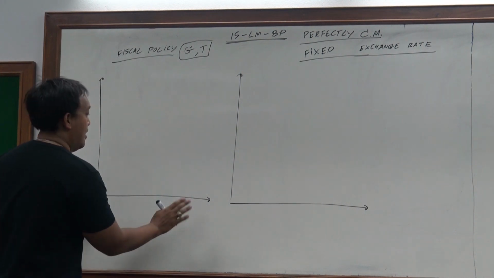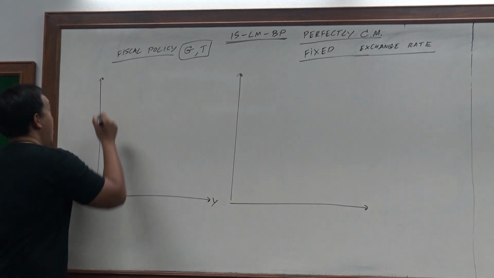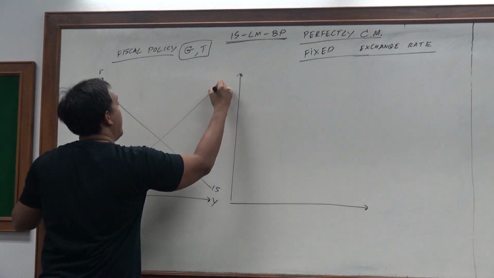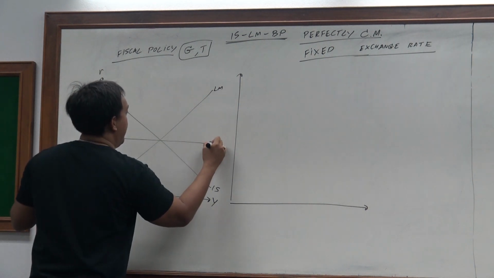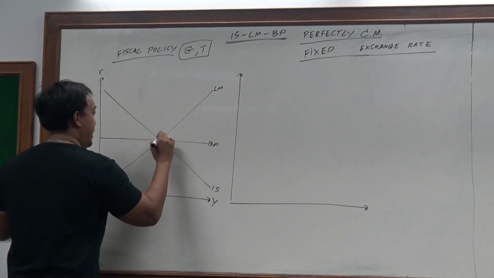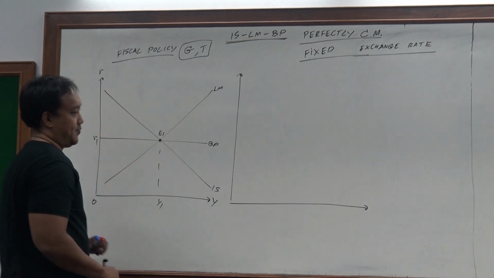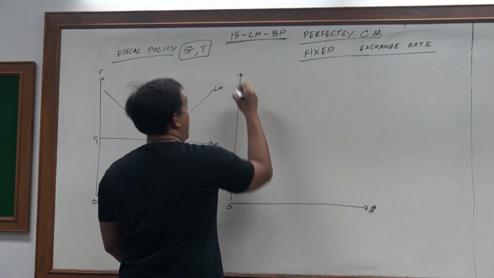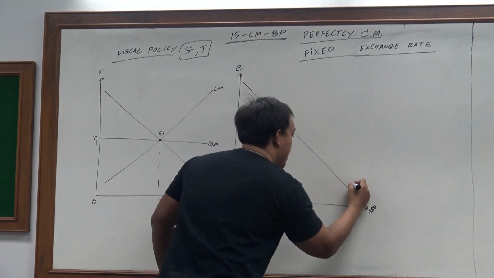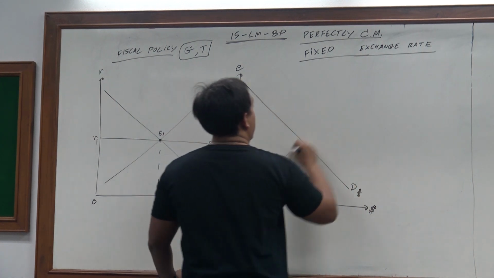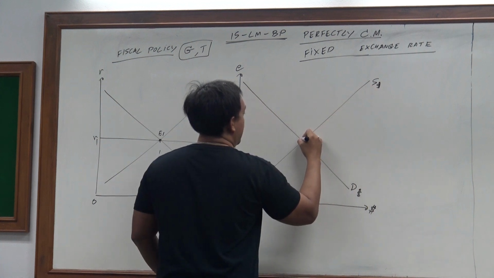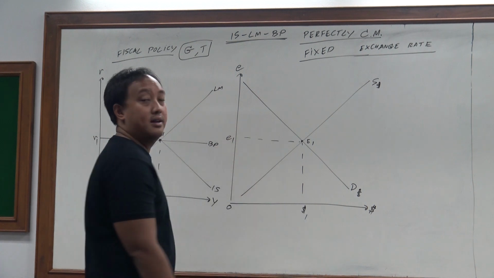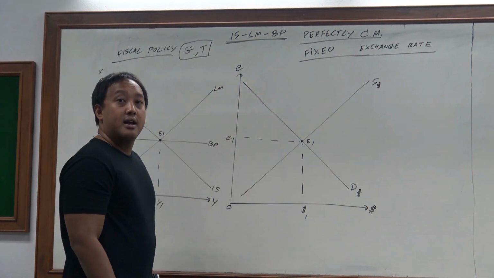Okay, two graphs again. The first one is Y, R. You have the IS curve, the LM curve, and the BP curve. E1, Y1, R1. Here, it's going to be the currency market: US dollar, nominal exchange rate, demand for US dollar, supply for US dollar, E1, US dollar 1, exchange rate 1, okay?